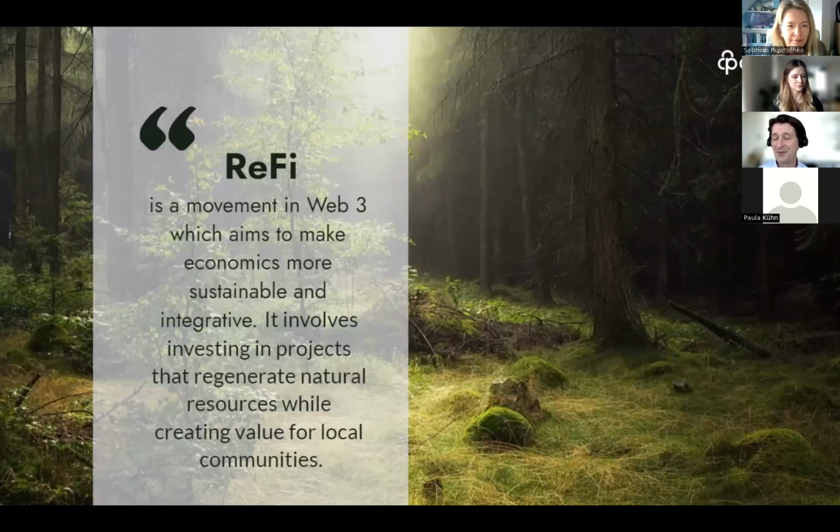So ReFi, you're not surprised, is offering a potential solution. ReFi, being at the intersection of Web3 and sustainability, really has the aim to change the financial system that we all live and work in, away from maximizing just profits, and towards really focusing on sustainability and making sure that we can keep the pace of running, living, and working in the long run by regenerating natural resources.